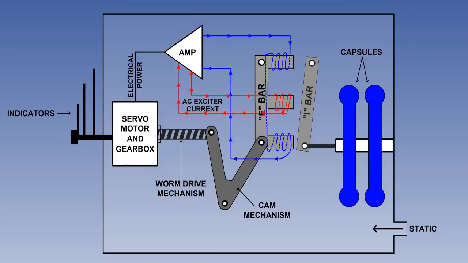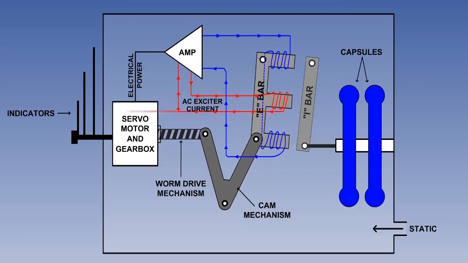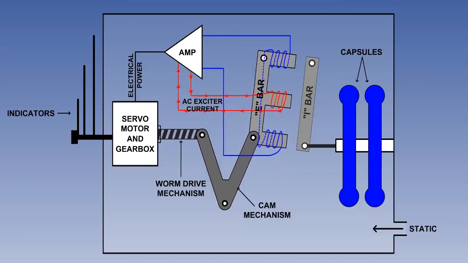A worm drive and cam mechanism realigns the I-bar with the E-bar. Once realigned, equilibrium is restored, and the altimeter indicates the correct altitude. In practice, the E-bar movement and the realignment can be considered to be a single continuous process.